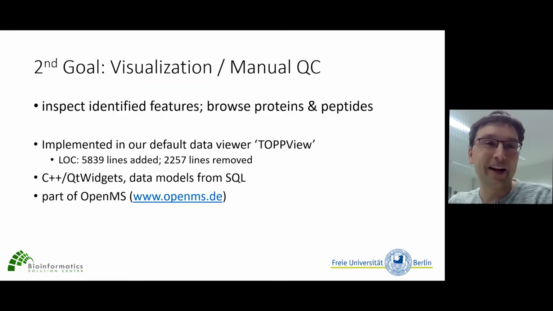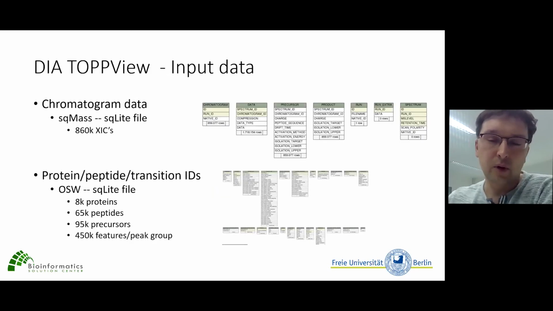Okay, and the second goal that we had is to visualize all this data that OpenSWATH annotated, so you can inspect the features that it identifies and browse the proteins and peptides. There are roughly 6,000 lines that we added, some of which we removed also, in Qt, also available as part of OpenMS now. What we did is, OpenSWATH tends to use SQL, to be more precise, SQLite, because we found this to be a really performant way of storing large amounts of small data. And it works reasonably well, and I'm sure you can even improve on that. But for our purposes, it's actually not too bad.